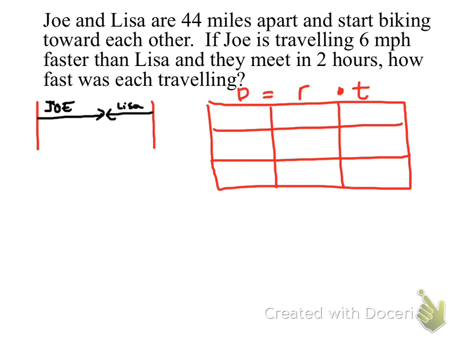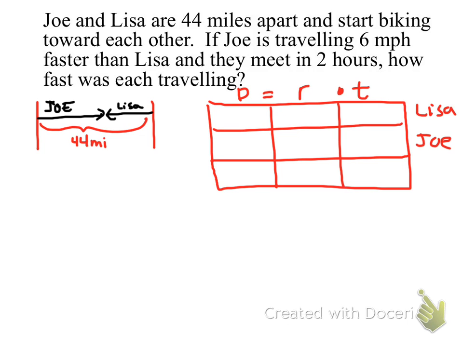Belen? Okay, he's traveling faster, so we made him longer. Anything else I can add to this diagram? Belen? So from here all the way, that's 44 miles. Is miles a distance, a speed, or a time? It's a distance. Okay, so now I can start adding each information into my table. I'm going to call the first one Lisa and the next one Joe.